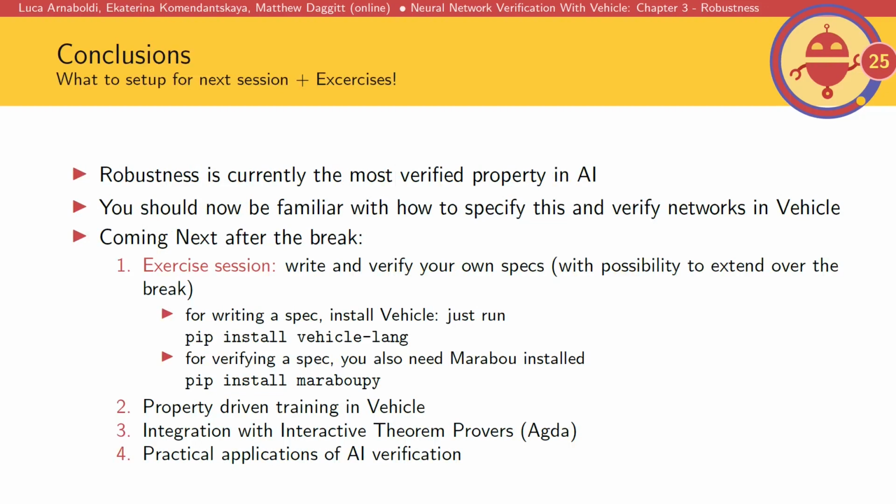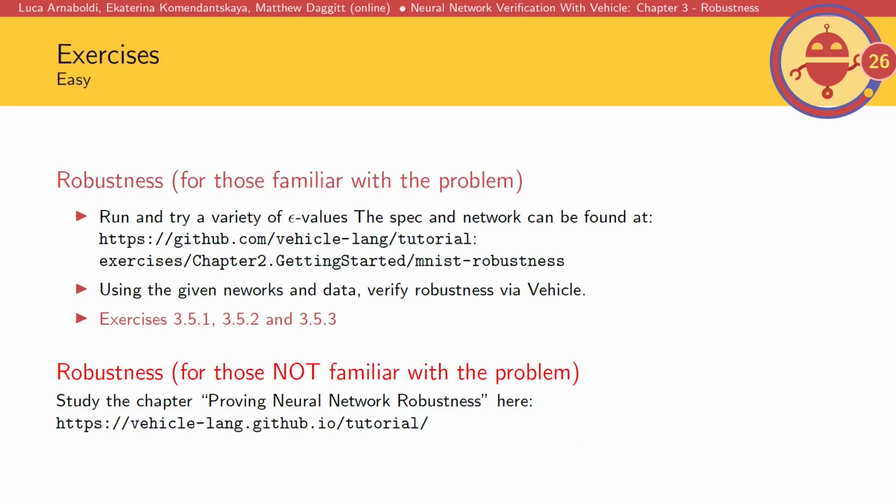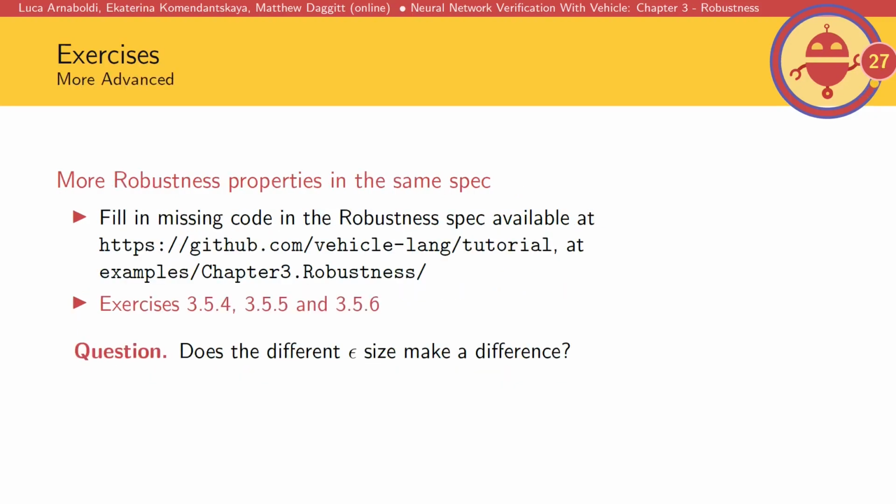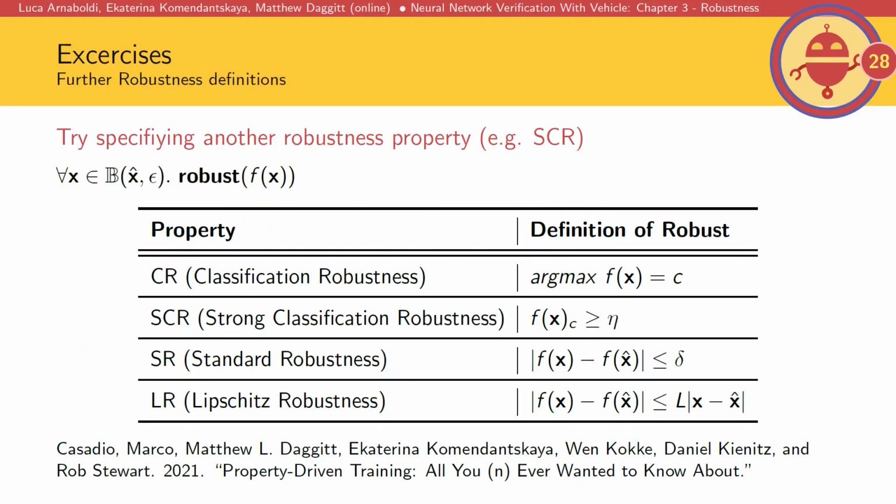Before the exercise section, please run these two commands on your computer so you can actually install Marabou and install Vehicle. And then if you go to the website link that I should have given, there we go, you can actually be running these exercises. There will be a couple of exercises. I'll be giving you some code with a variety of data sets. You get to try this out yourself, try out different epsilon values, etc. And there's also a couple of more difficult exercises with different types of robustness.